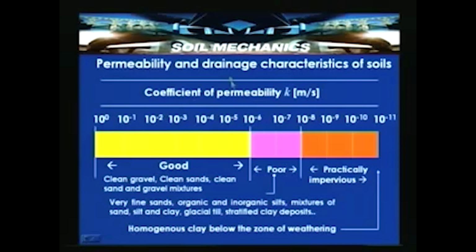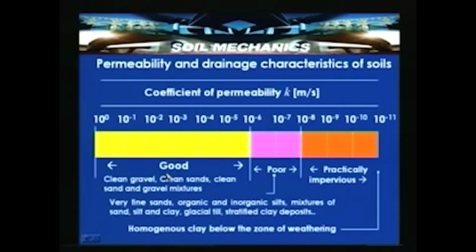The coefficient of permeability k in meter per second is given here. The zone in yellow is shown with a permeability ranging from 10 to the power of 0 to 10 to the power of minus 6 meter per second, the zone in pink ranges from 10 to the power of minus 6 to 10 to the power of minus 8 meter per second, and the practically impervious zone, indicated with orange color, is 10 to the power of minus 8 to 10 to the power of minus 11 meter per second. So, you can see the range of the values of the permeability.